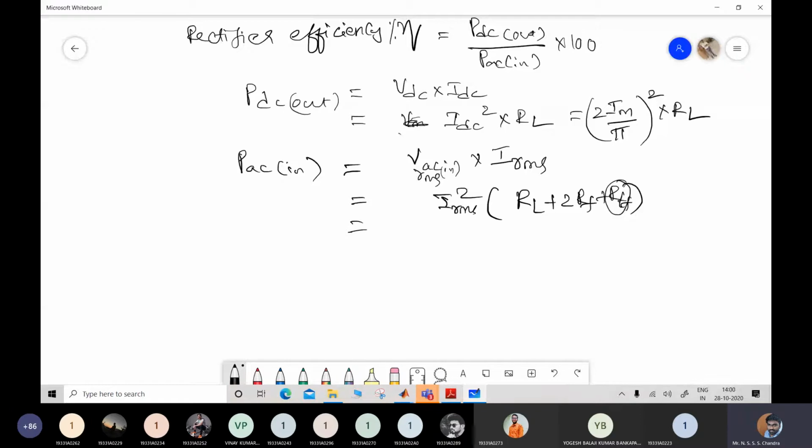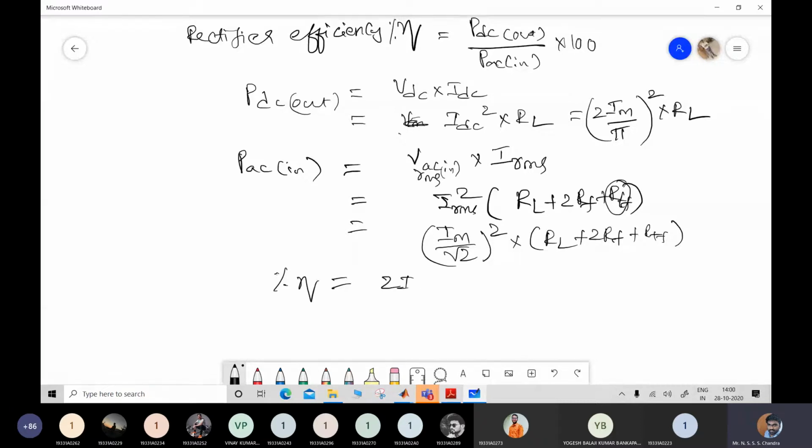What's the IRMS value you got? By root 2, sir. Im by root 2. So IRMS is equal to (Im by root 2) whole square into (RL plus 2RF plus RTF). Okay. Now your percentage efficiency is equal to PDC by PAC.